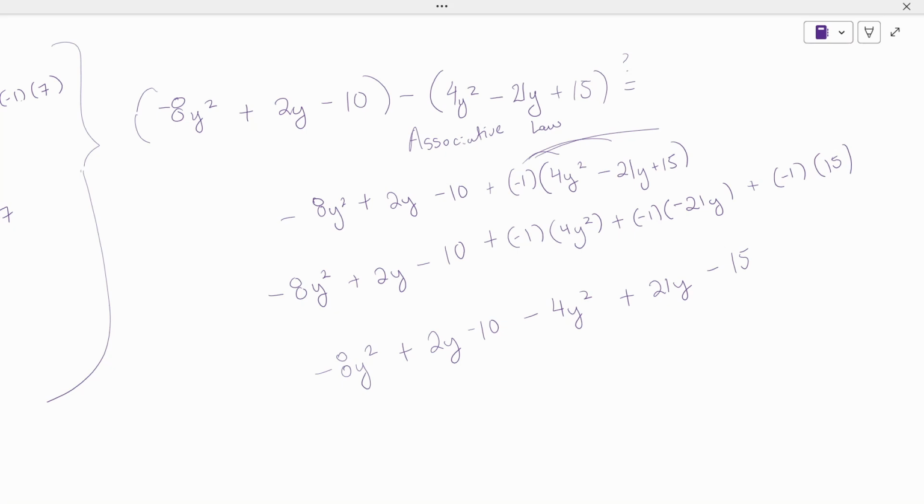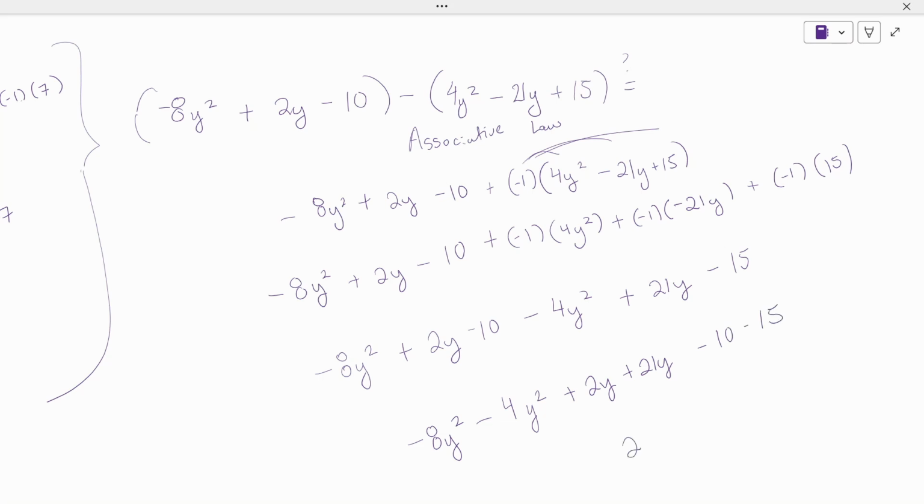And so what we arrive at is this new expression, -8y squared plus 2y minus 10 minus the quantity 4y squared plus 21y minus 15. Okay, so what can we do with that? We're going to, again, combine our like terms. We'll have the -8y squared minus 4y squared, positive 2y plus 21y, minus 10 minus 15.